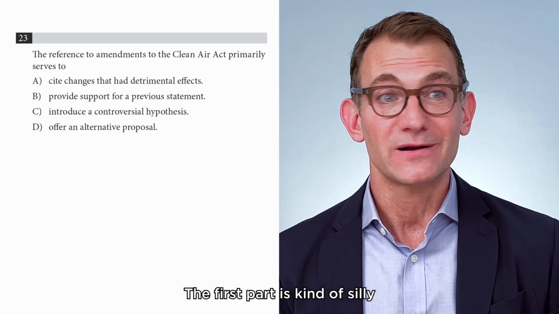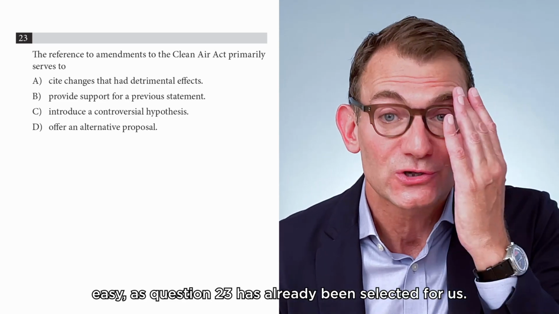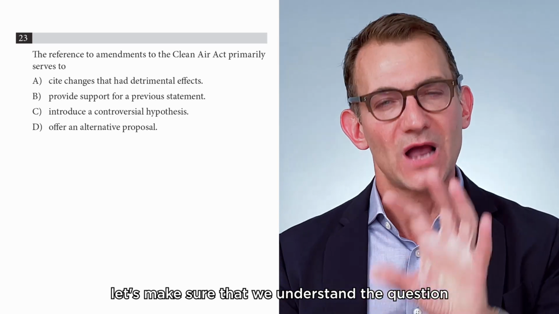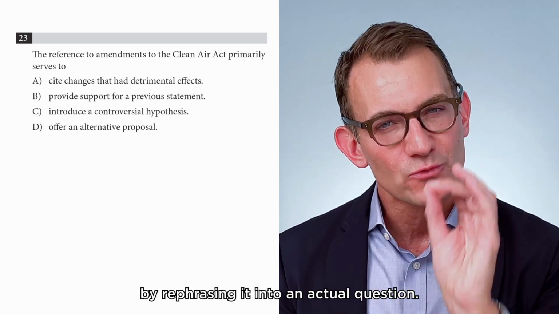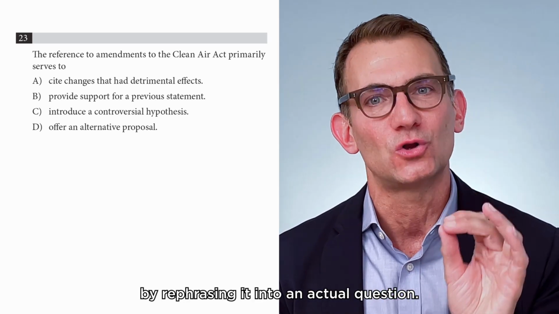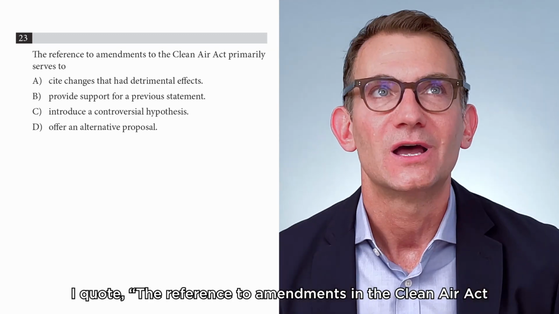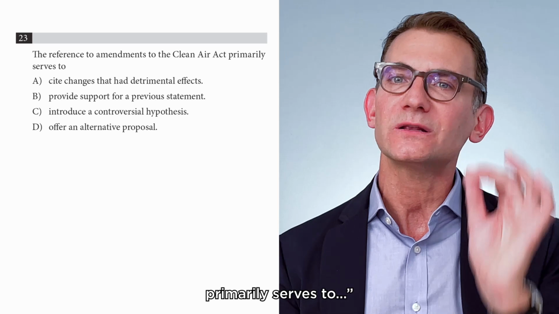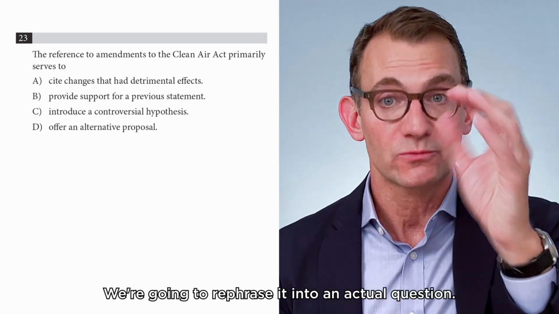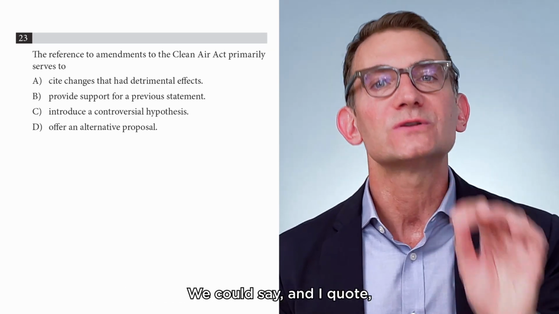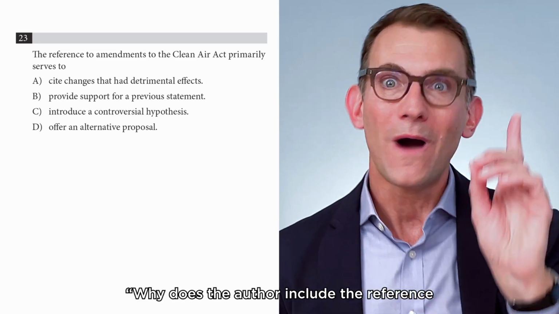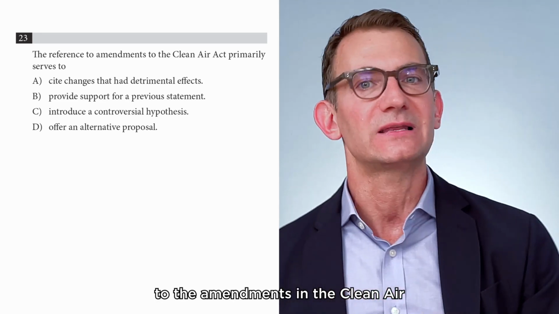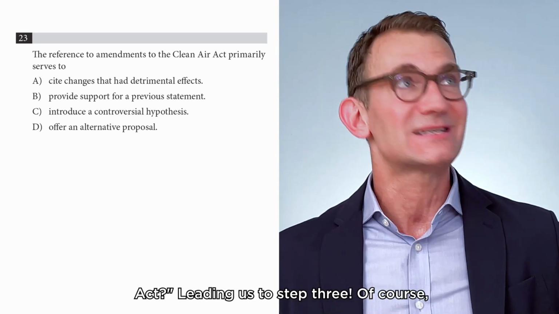The first part is kind of silly easy, as question 23 has already been selected for us. That said, let's make sure that we understand the question by rephrasing it into an actual question. I quote, "The reference to amendments in the Clean Air Act primarily serves to..." We're going to rephrase it into an actual question. We could say, and I quote, "Why does the author include the reference to the amendments in the Clean Air Act?" Leading us to step 3.